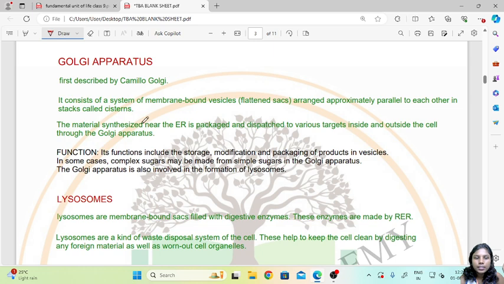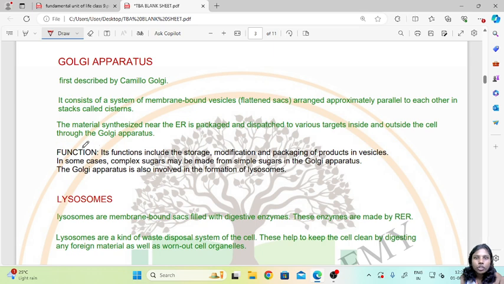The material synthesized near the ER is packed and dispatched to various targets inside and outside the cell through the Golgi apparatus. Now whatever proteins or lipids are being manufactured in the ER, they are packed and dispatched to various targets inside and outside the cell through this Golgi apparatus.